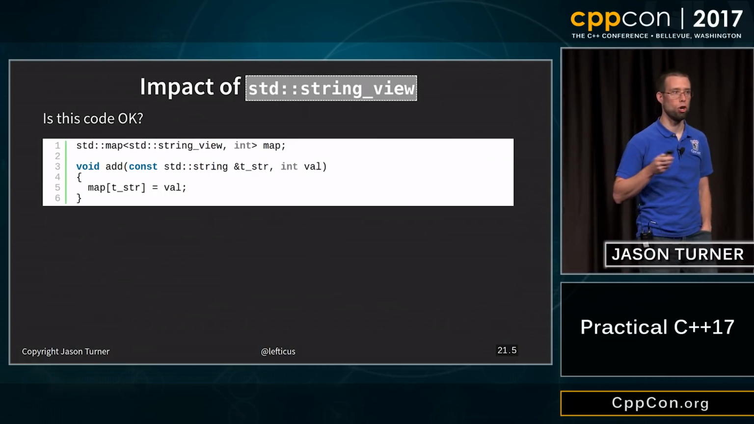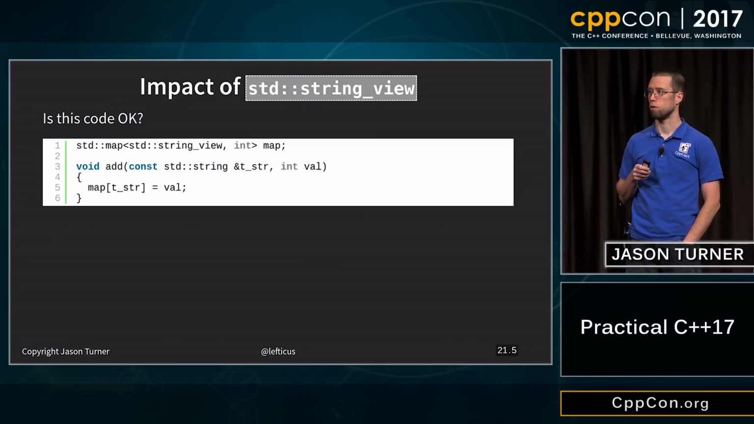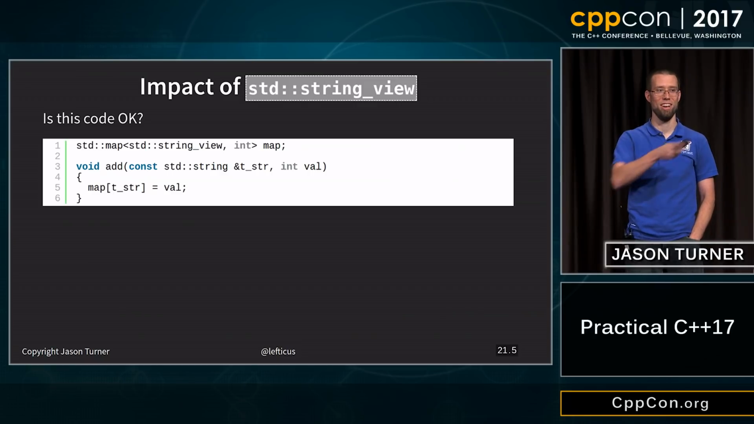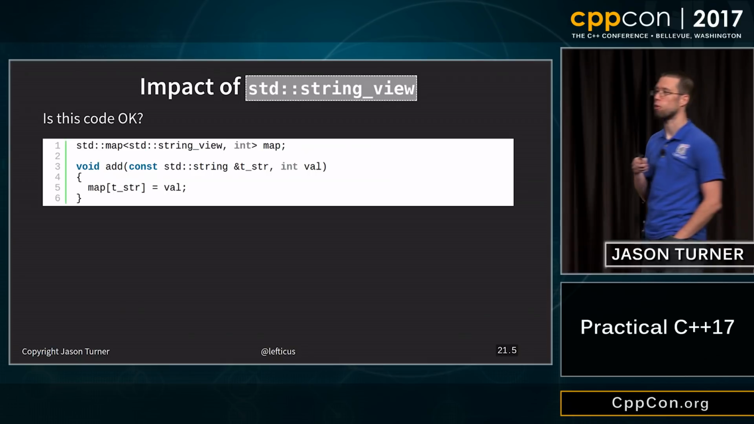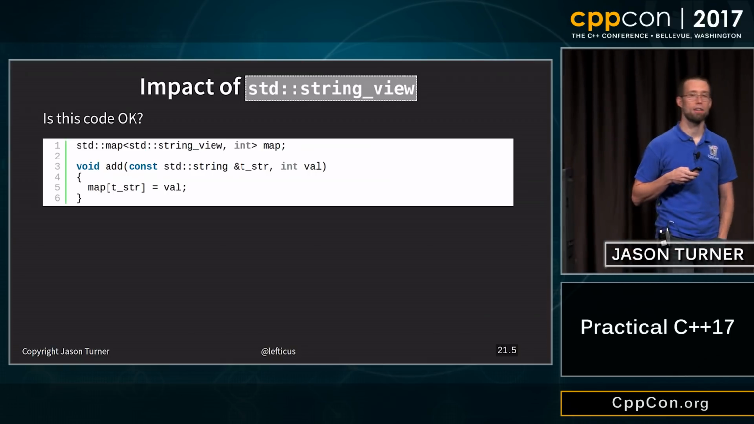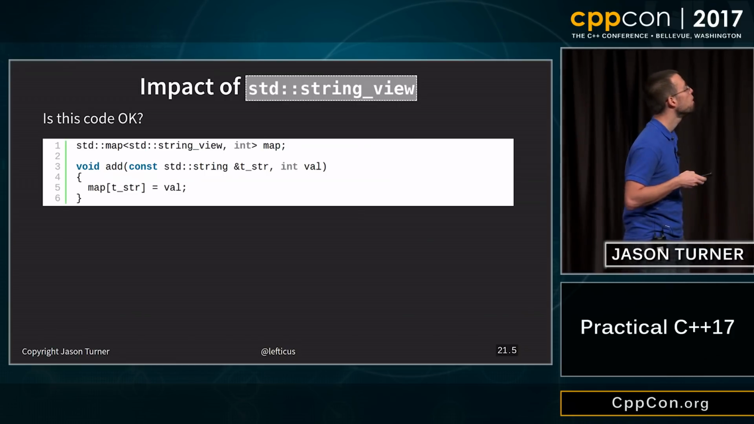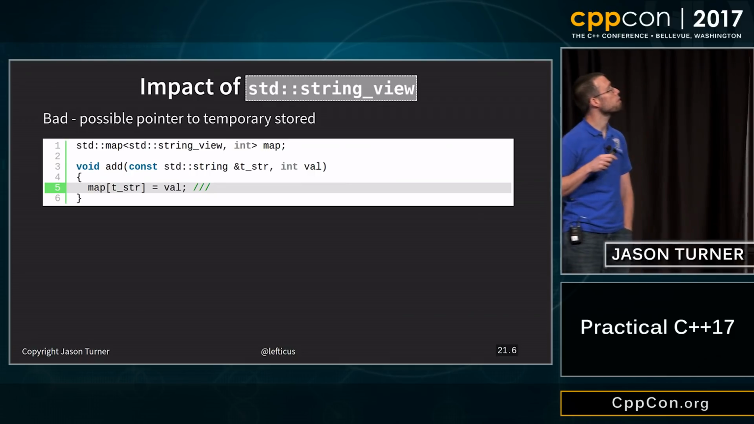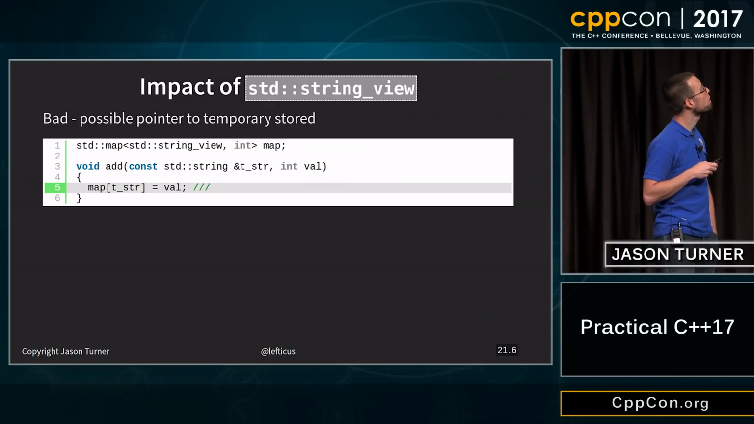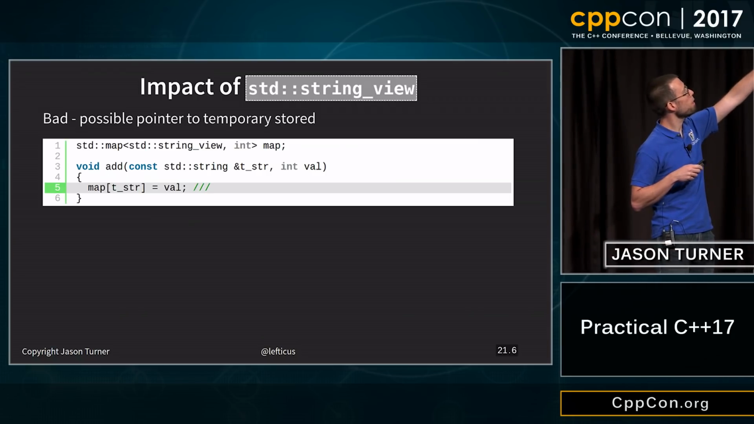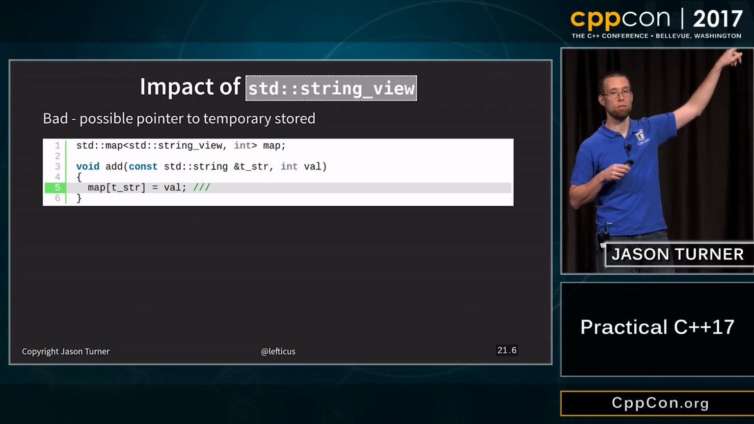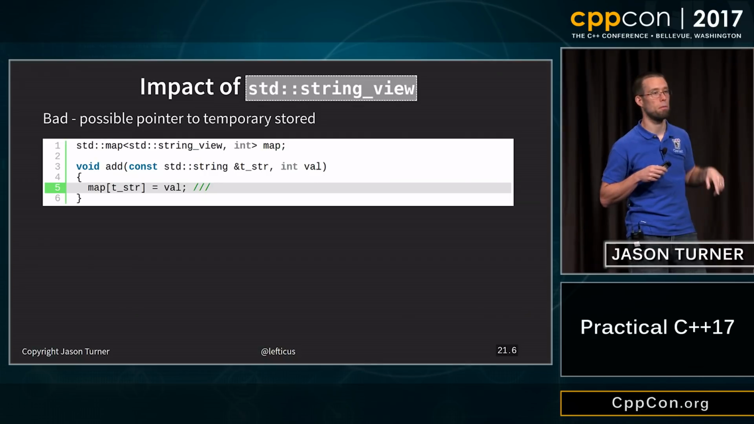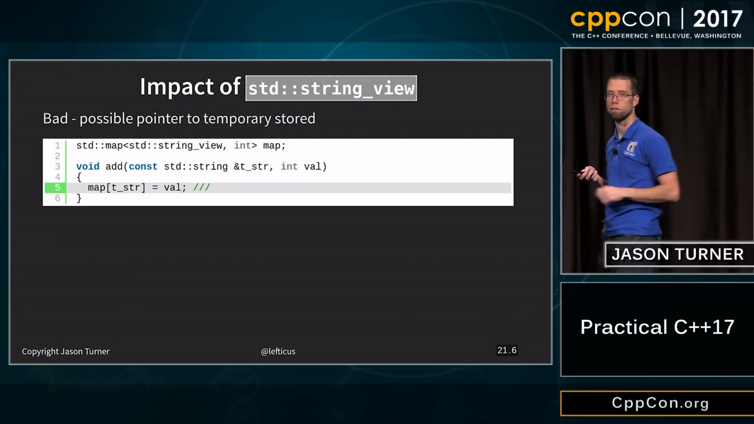So is this code good? Let's say yes or no if this code is good. I'm getting lots of nods, some shrugged shoulders. No, no, no. I think I'm going to make someone cry over here. This code compiles without warning on any compiler, just so you know. It is creating probably a pointer to a temporary that was passed in, because the string is going to be implicitly converted into a string_view, and the string_view is a pointer to the data that's inside the string, and then that is being pushed into our map. Yay, dangling pointers with no warnings.